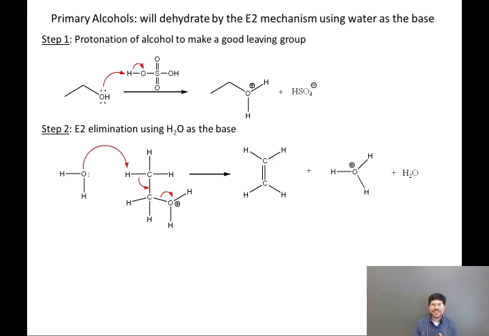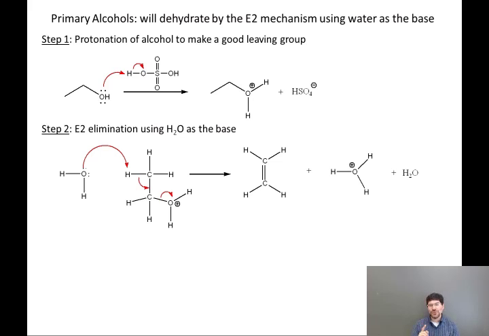The elimination step now requires 3 arrows. You have 1 arrow going from the base to the beta hydrogen, removing the beta hydrogen. The second arrow has the electrons from the carbon-beta hydrogen bond, forming the carbon-carbon double bond, and the third arrow is kicking out water as the leaving group.